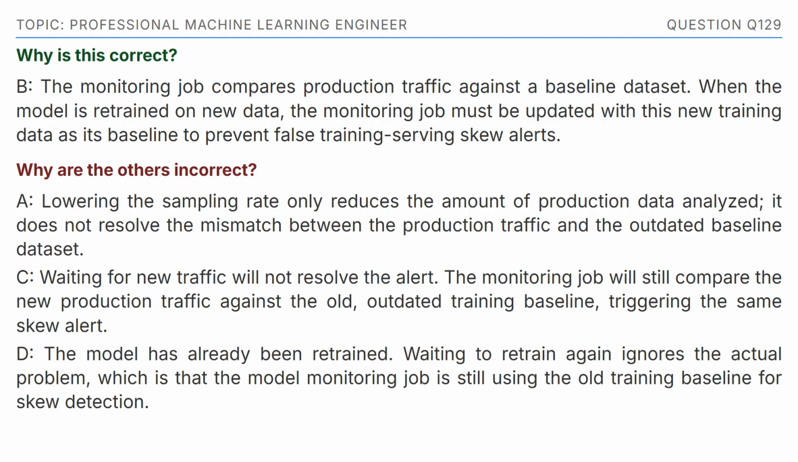C. Waiting for new traffic will not resolve the alert. The monitoring job will still compare the new production traffic against the old, outdated training baseline, triggering the same skew alert. D. The model has already been retrained. Waiting to retrain again ignores the actual problem, which is that the model monitoring job is still using the old training baseline for skew detection.